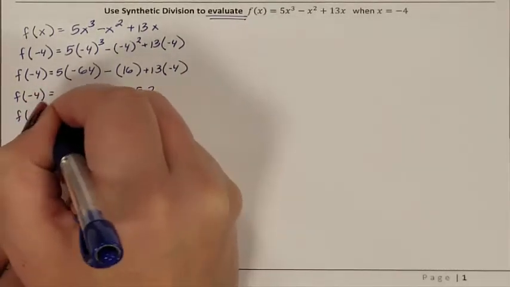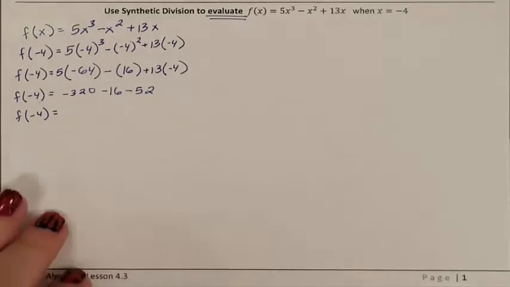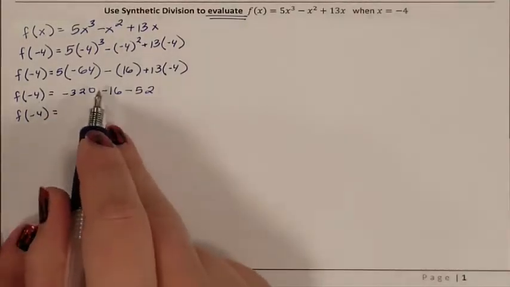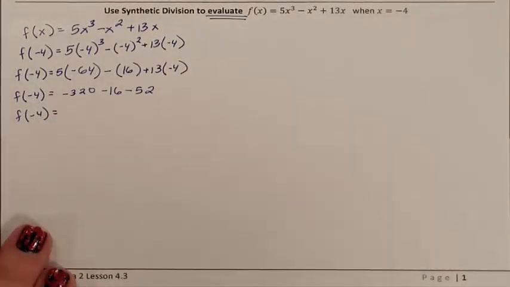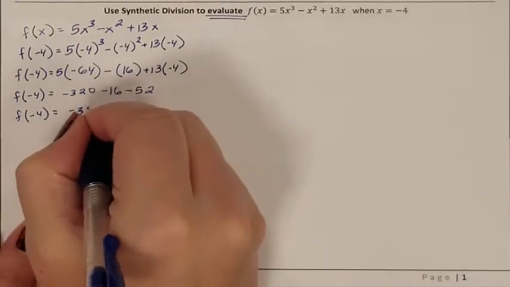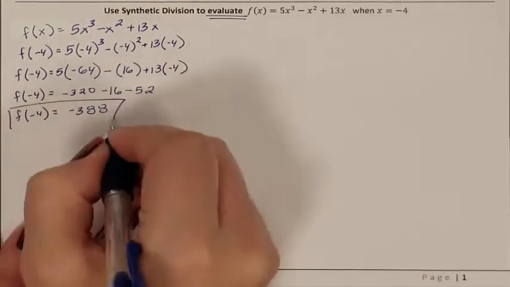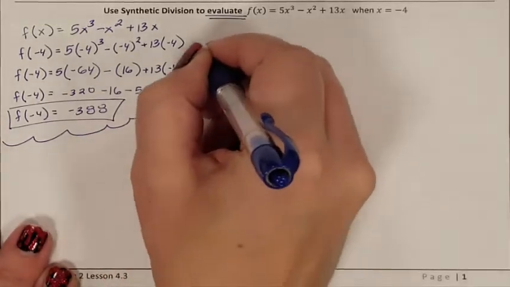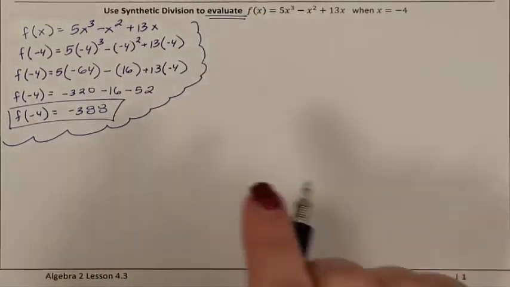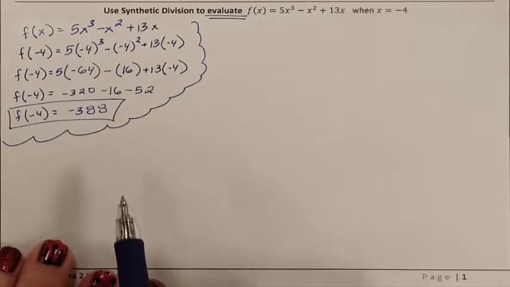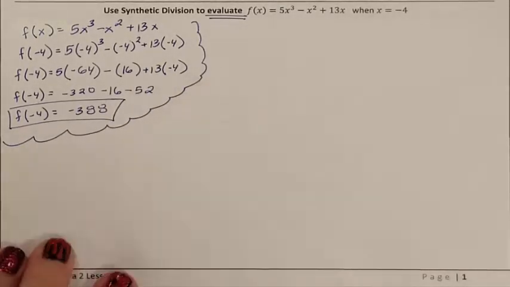F at -4, if we're going to finish this problem: -320 minus 16 minus 52 is -388. So this is how you would have evaluated it back in middle school. But we're being asked to evaluate using synthetic division. So there's another way that you could solve for this.